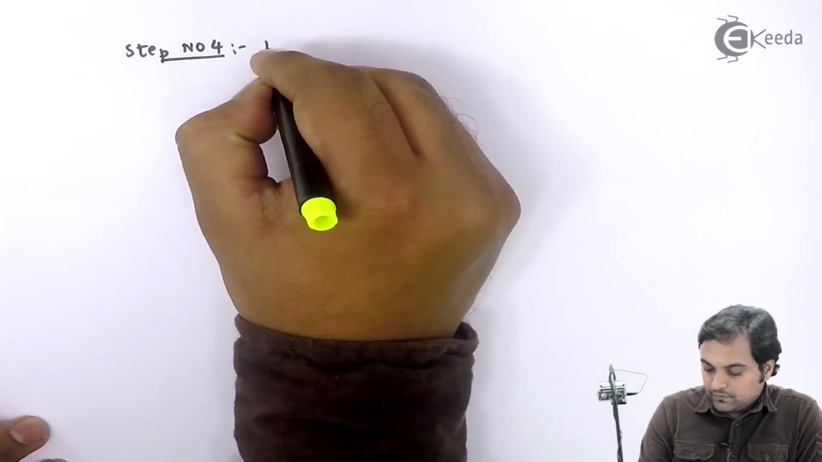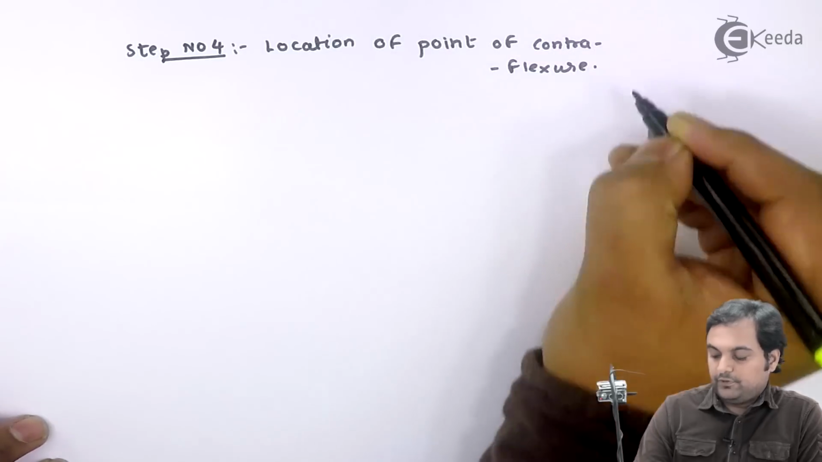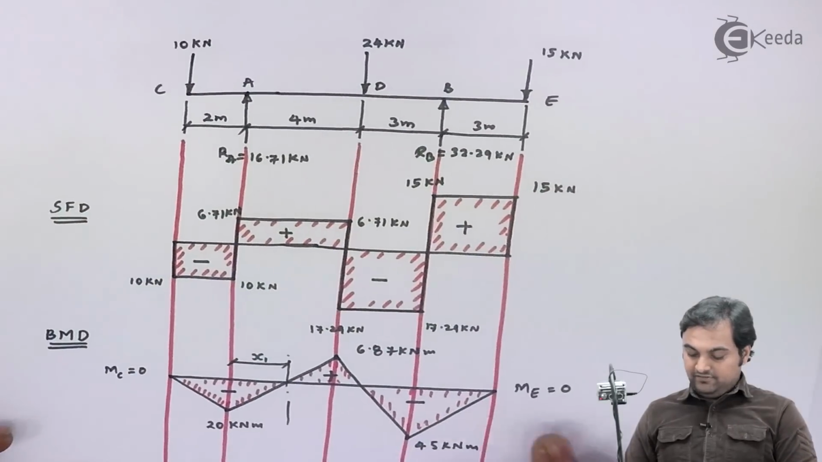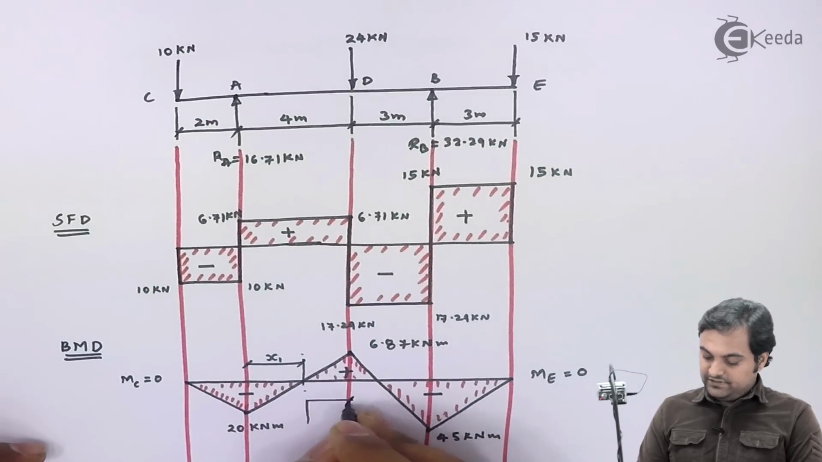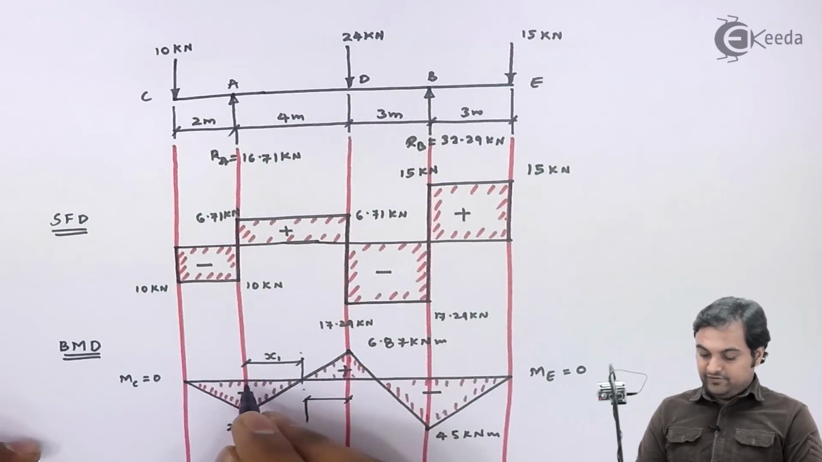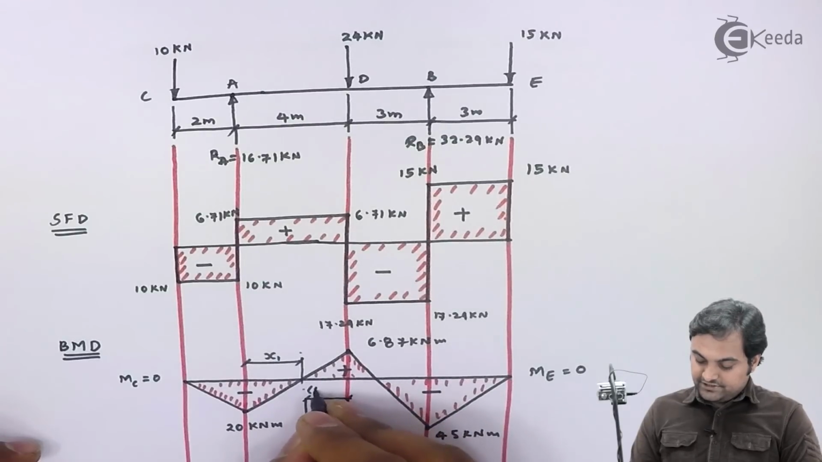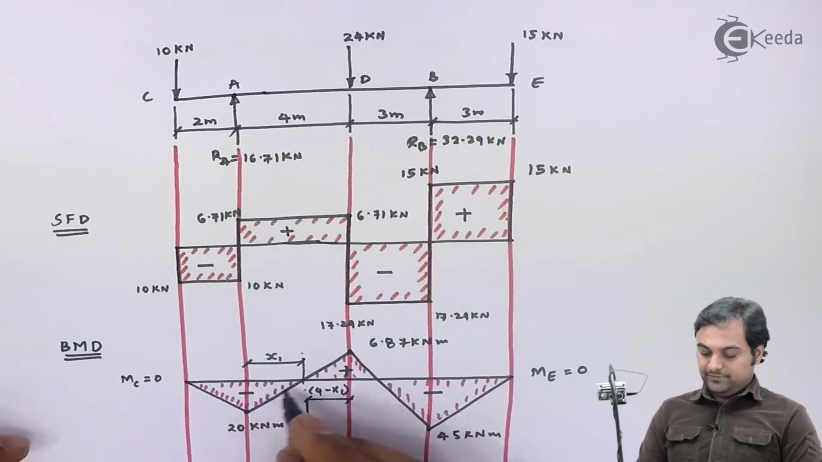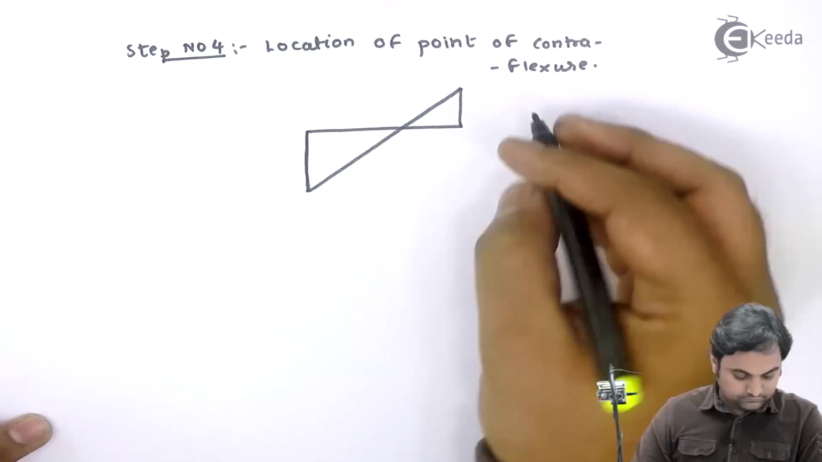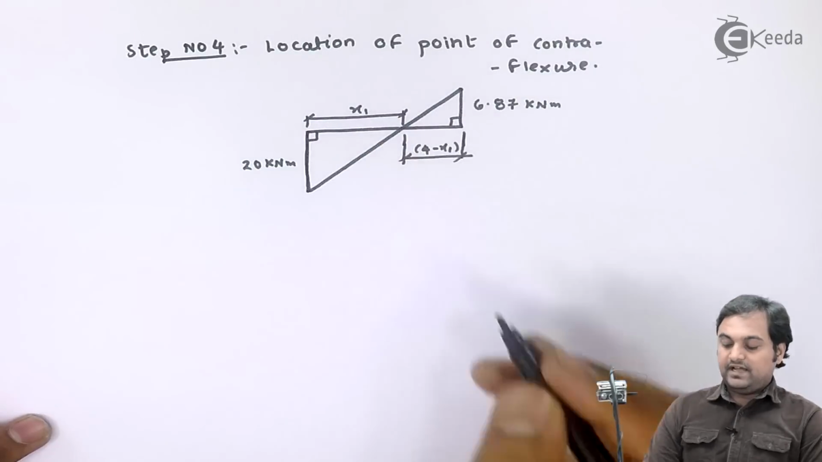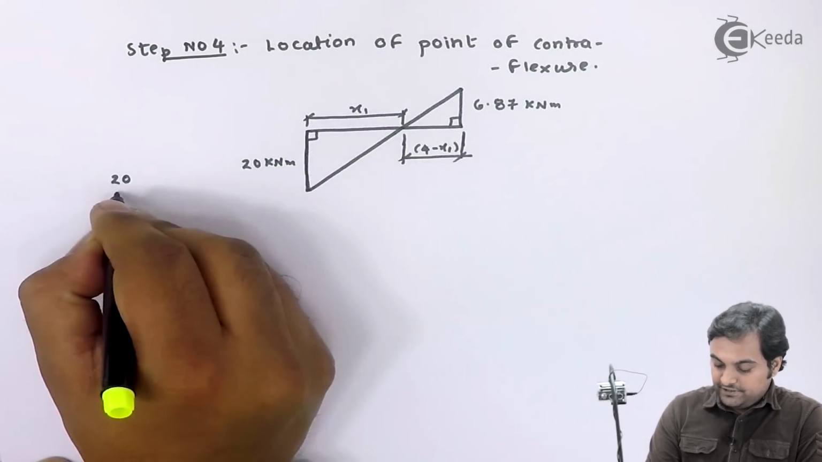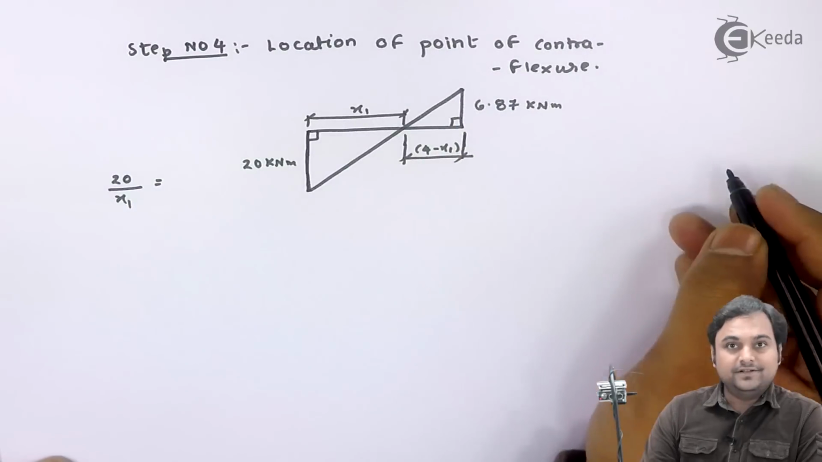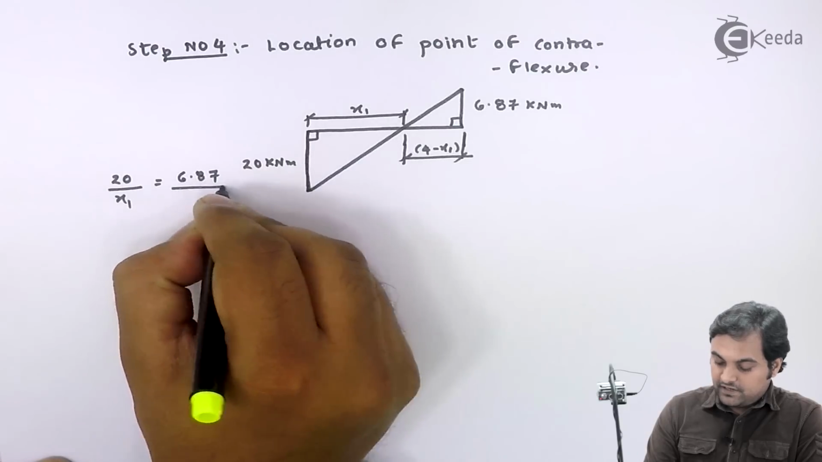So first for x1, the step is step number 4: location of point of contraflexure, and for that I will draw 2 similar triangles. First, the triangle having base x1 and the other one which has base, since 4 meter is the total length and from A I am taking distance as x1, the remaining distance 4 minus x1. So here I have 2 similar triangles. From this, if I take the height of the first triangle, that is the bigger triangle, upon the base of the bigger triangle, it is equal to height of smaller triangle upon base of smaller triangle.